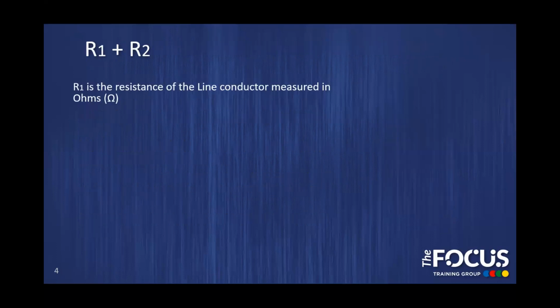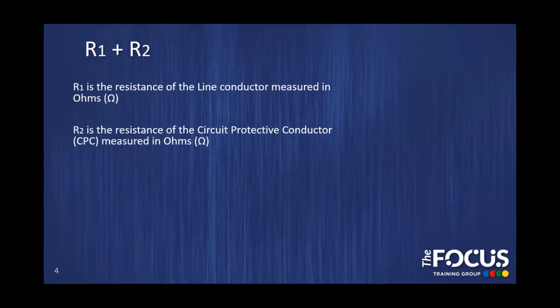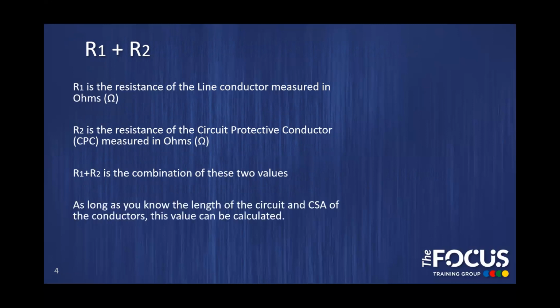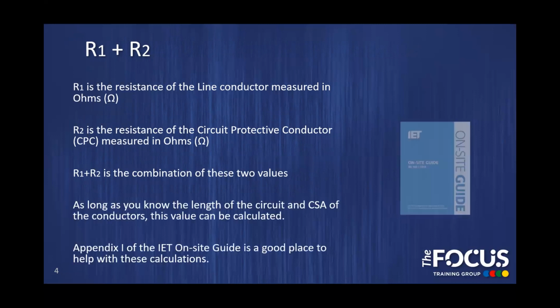Our R1 + R2 value. R1 is the resistance of the line conductor, measured in ohms. R2 is the resistance of the circuit protective conductor, measured in ohms. R1 + R2 is the combination of these two values. As long as you know the length of the circuit and the cross-sectional area of the conductors, this value can be calculated. Appendix I of the On-Site Guide is a good place to help you with these calculations.